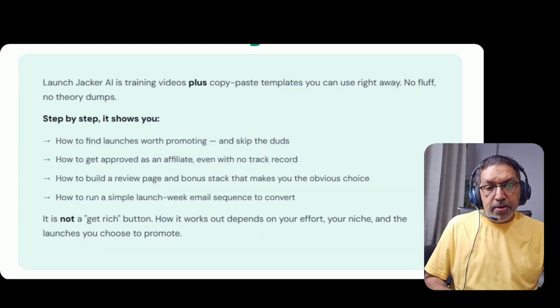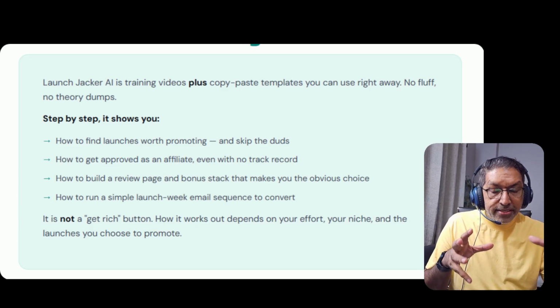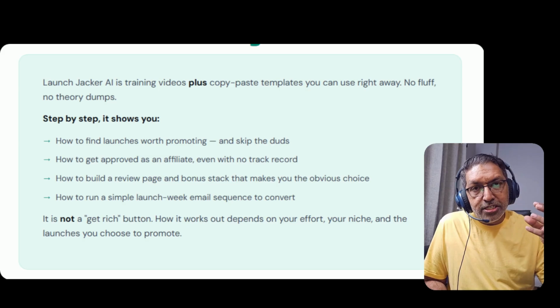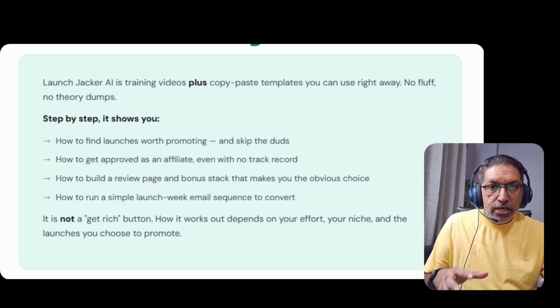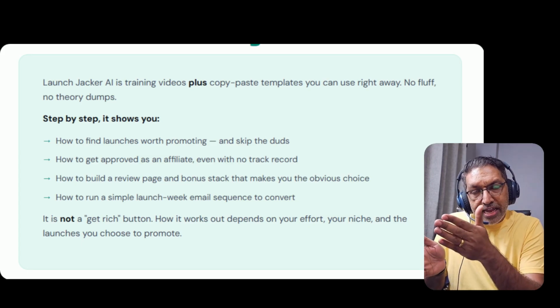What is included in Launchjacker AI? It has 5 parts. The first one is a 7-day blueprint with 9 modules. This is the core of the product. Each day of the 7-day period covers a specific phase of setting up the launchjacking campaign. You don't have to guess anything. Everything is laid out for every day.